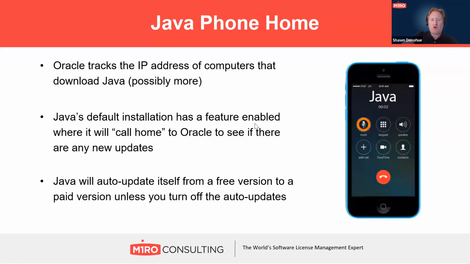Also, Java will auto-update itself from a free version to a paid version unless you turn off the auto updates. If you don't know how, that's something we can help you with. That is one of the biggest issues we've seen our clients have: they go through all the hard work of making sure all the Java editions they're using are not licensable or are free to use, and then one of their users will update, or it'll update itself. You know your users. If your users will just sit there and click update, yes, go ahead, they're not going to look. So that's something you really need to be aware of. It will call home, so when that rep calls you from Oracle, they'll say, yeah, I see you have Java. They'll know which versions, they'll know everything.